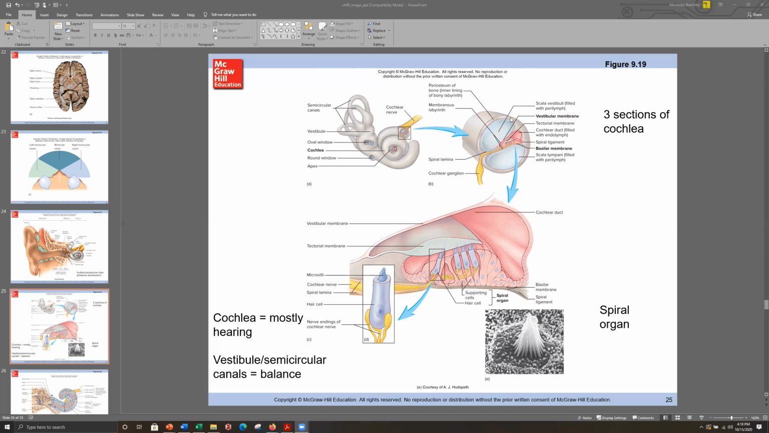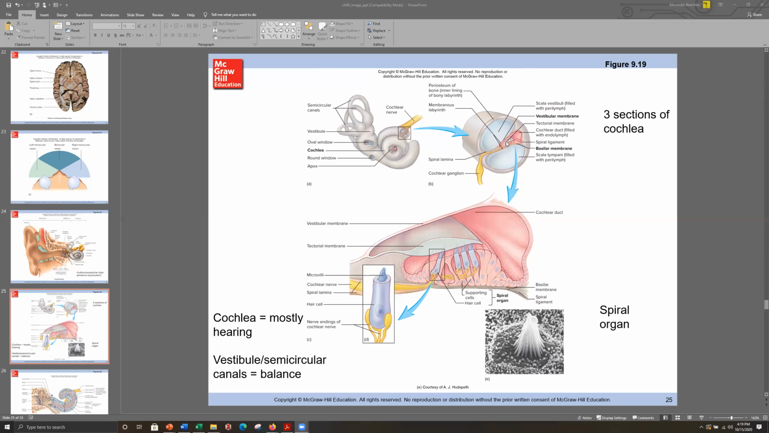So, cross-section through our cochlea here, we have this membranous labyrinth structure. We have the periosteum of bone, the inner lining of the bony labyrinth here. We have the scala vestibuli, which is filled with perilymph, so that's the fluid that's moving around in the inner ear. And then we have the vestibular membrane, just here.